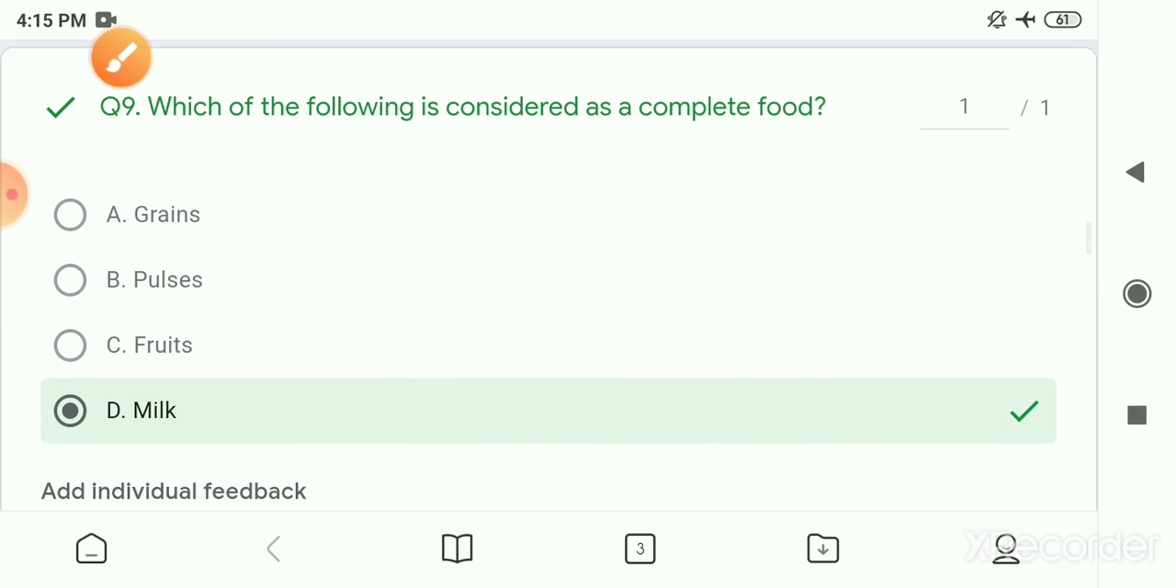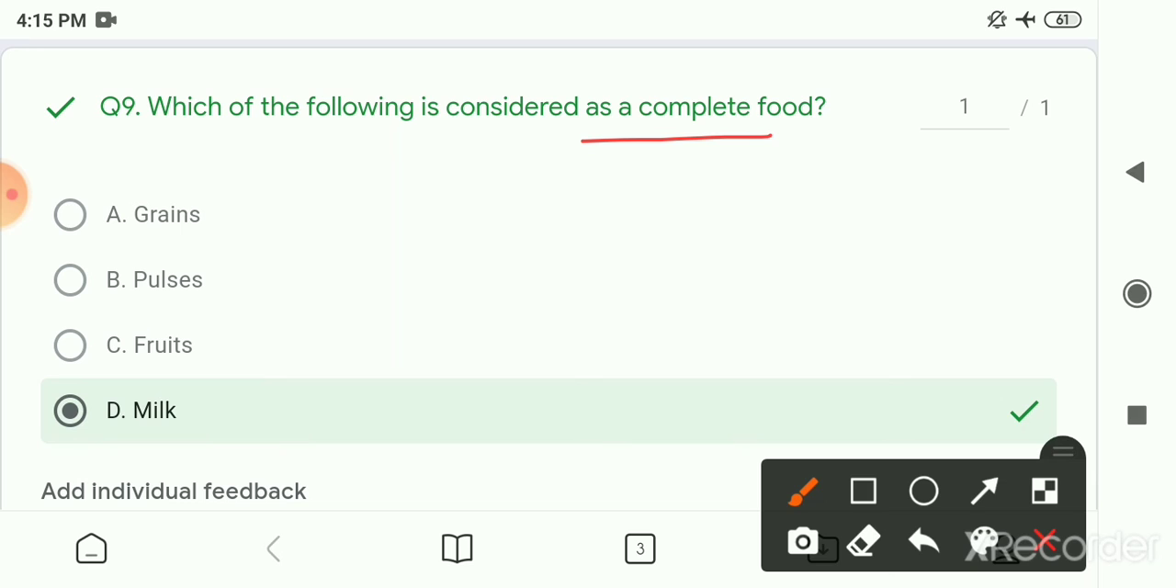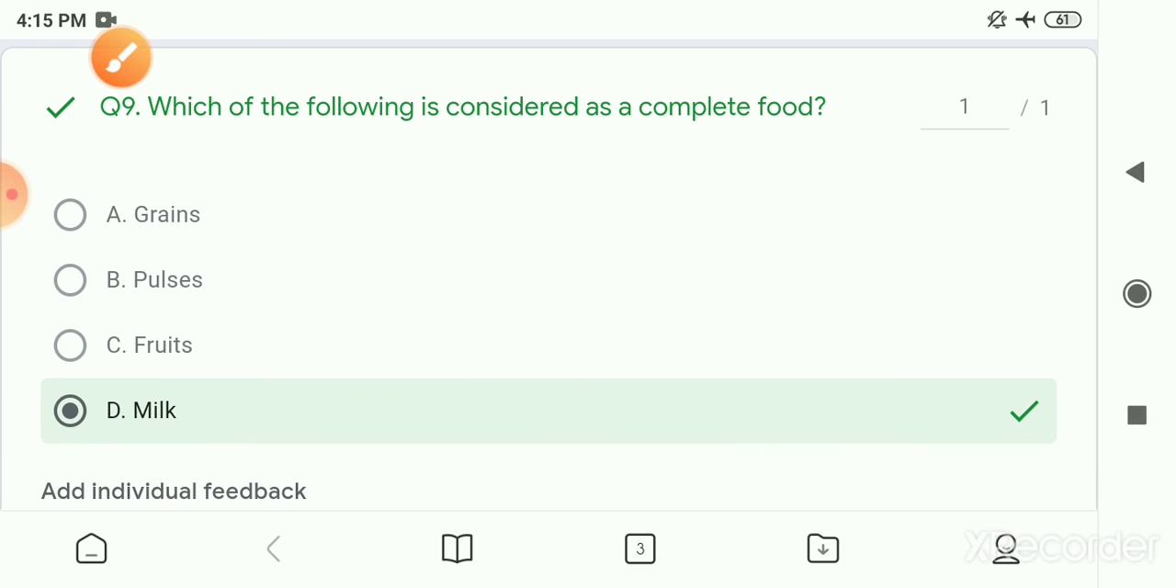Ninth number, which of the following is considered as a complete food, from which we are getting majorly all the components of the food? The options are grains, pulses, fruits or milk. So here your answer is option D, that is milk. Milk is considered as the complete food, as we are getting most components of the food from this milk.